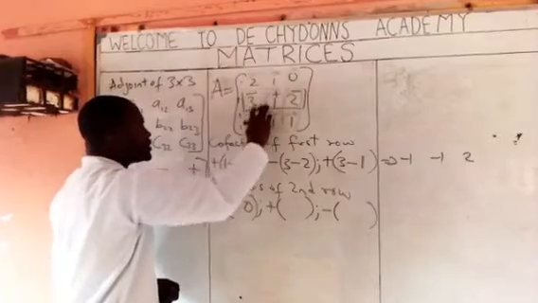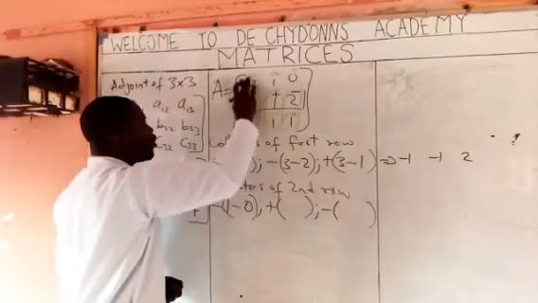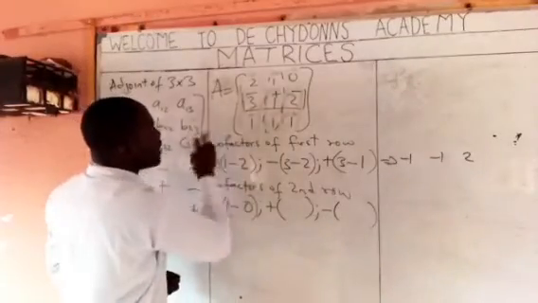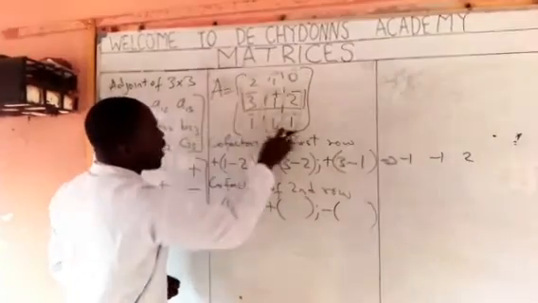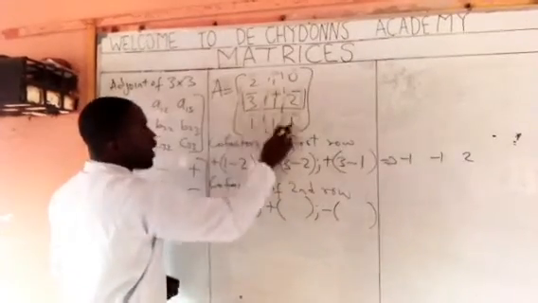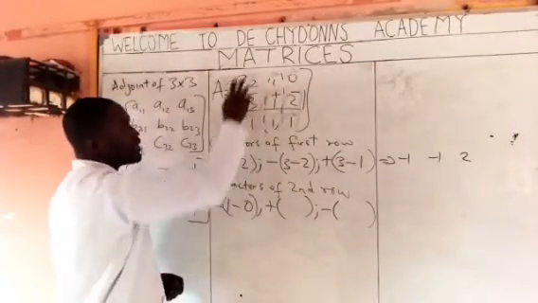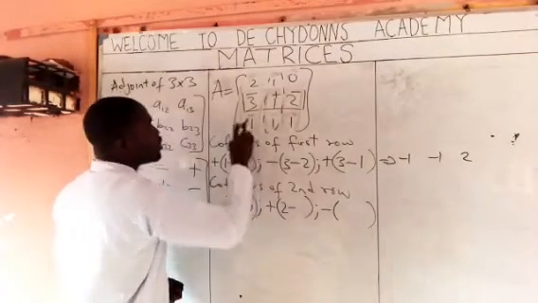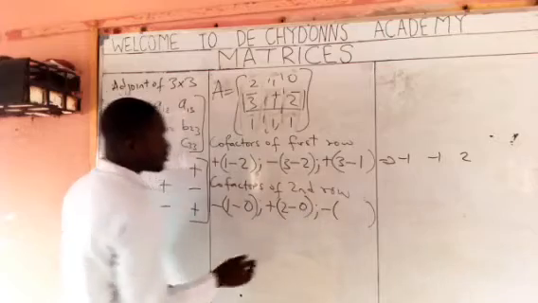Then you clean this first column and hold the second what? Column. You now say 4 elements will appear: 2, 0, 1, 1. 2 times 1, 2, 0, 1, 1 are the elements that will appear. Get the determinant. 2 times 1, 2. You put minus 1 times 0, 0.